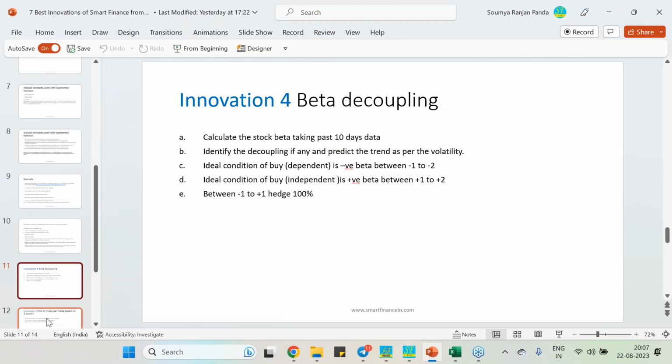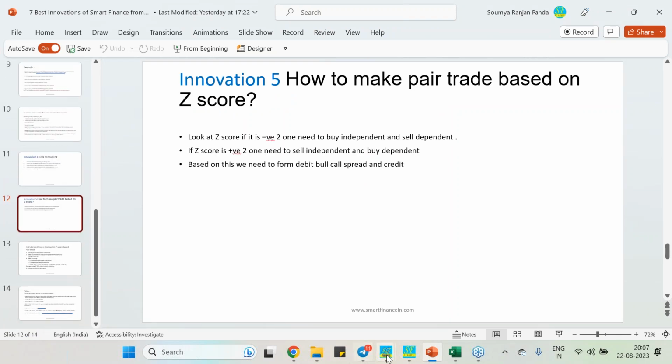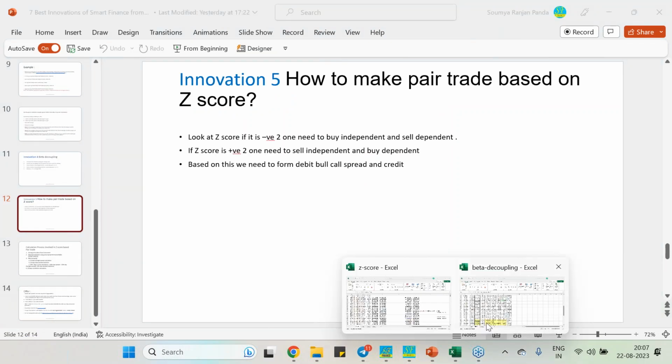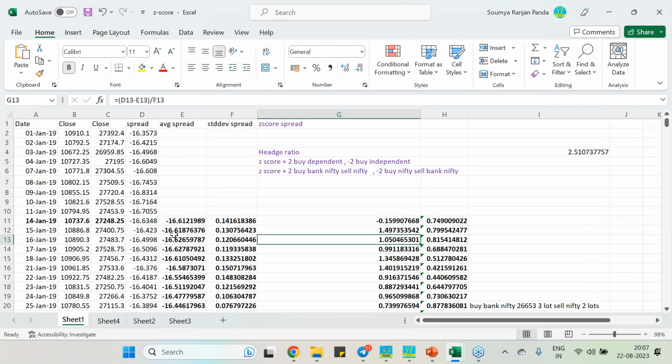Then I will go to the Z score. Z score is also a similar type of study. It also goes with the same data normalization model. The same +2, -2 applies: +2 means dependent, -2 means independent. So this +2, -2 concept is the same. However, the Z-score calculation is different, with the same 10-day grouping of the data.